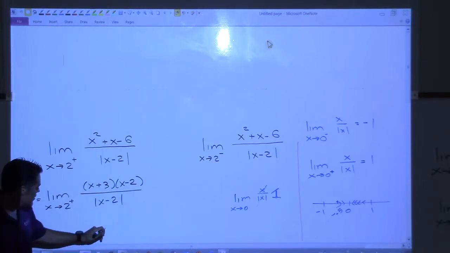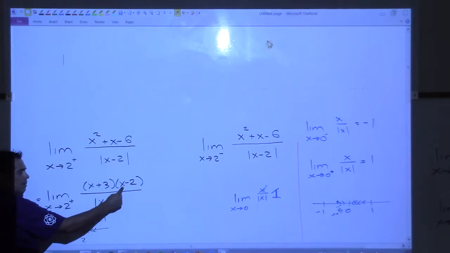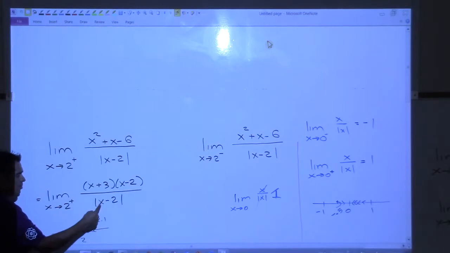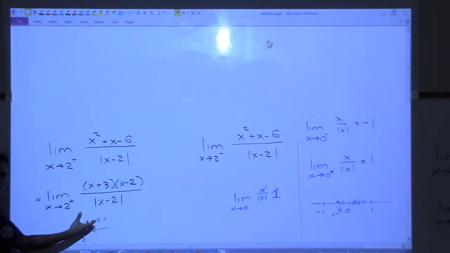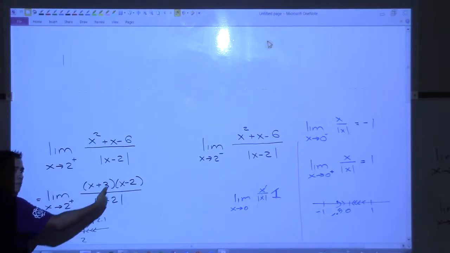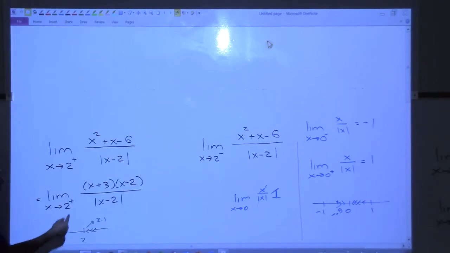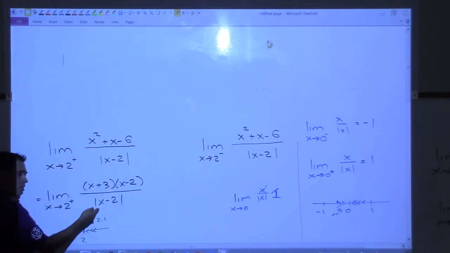So let's again do a little number line. If we come into 2 from the right-hand side, imagine a number like 2.1. If I plug 2.1 in here, 2.1 minus 2 is going to give me 0.1, right? And then 2.1 minus 2 is going to give me 0.1 again. Take the absolute value and we get 0.1. So this is positive and this is positive, which means these are going to reduce to be a what? A 1. You go with me? So this is turning into 5 and these are turning into a 1.